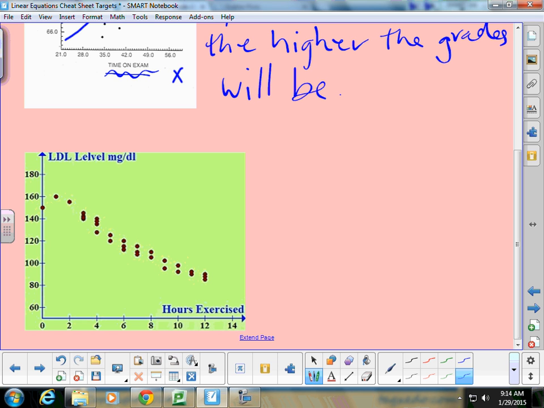Last one, this is looking at hours of exercise and the LDL level. That's spelled funny. It's supposed to be different. So what I'm going to look at is that the points are going down, which means as x is increasing, y is decreasing. So I write that this is a negative correlation.